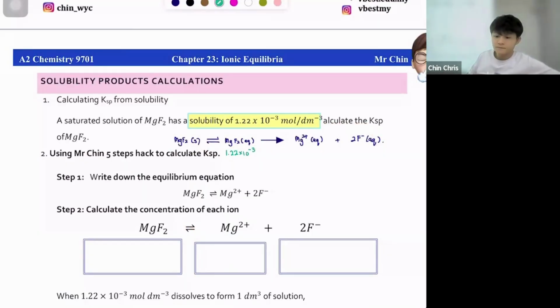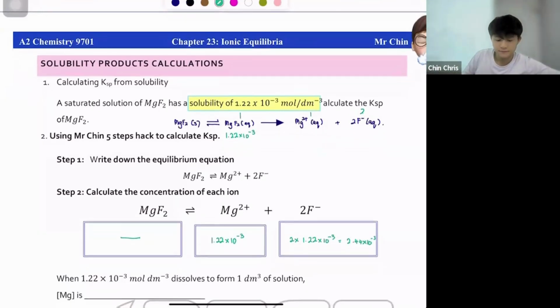Understand? So which means, what is the concentration here? It is the same, because you see the ratio is 1:1:2. So Mg2 plus is also 1.22 times 10 to the power negative 3. F minus is going to be times 2. Do not forget the times 2. And this has no concentration, understand? Because it's a solid.